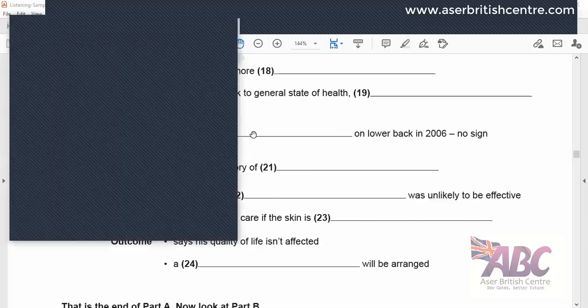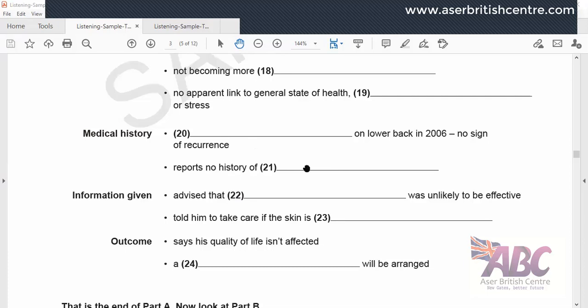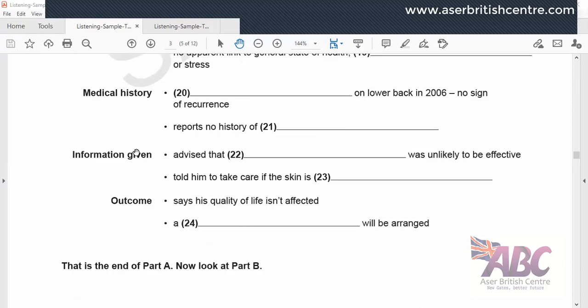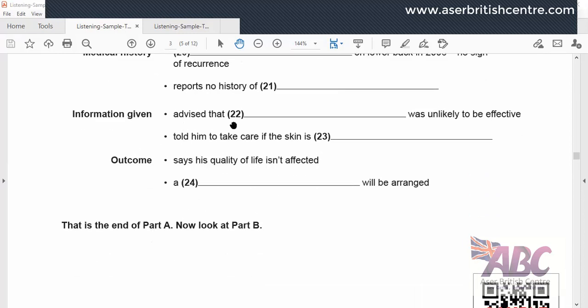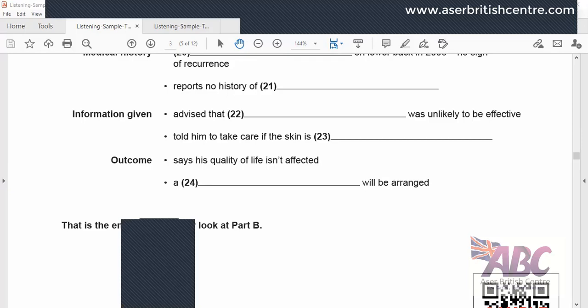Reports history, no history of cold sores. Cold sores, yeah. Information giving advice. An antiviral cream you can.